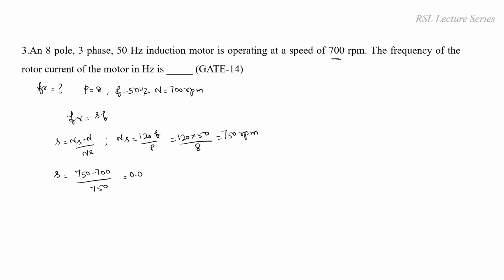So this will be equal to 0.0667. Now substituting in the FR formula, FR is equal to S times F. So 0.0667 into 50 will be equal to 3.33 Hertz. So this is the answer.